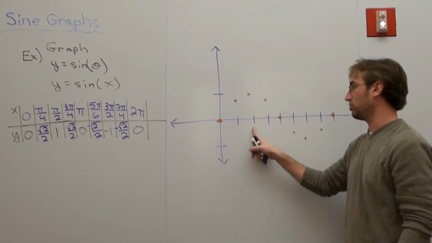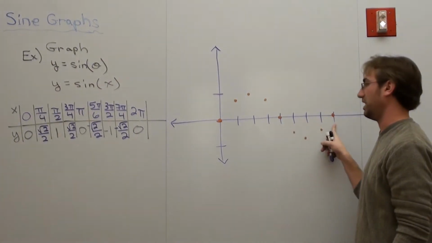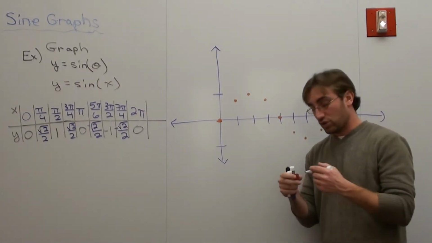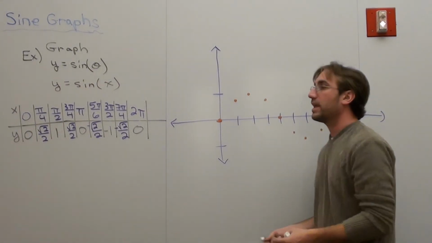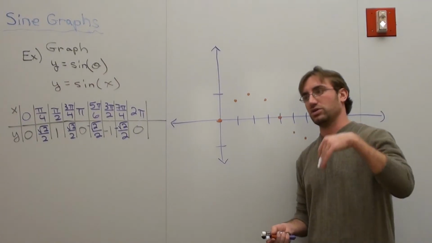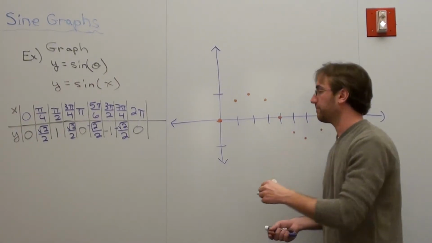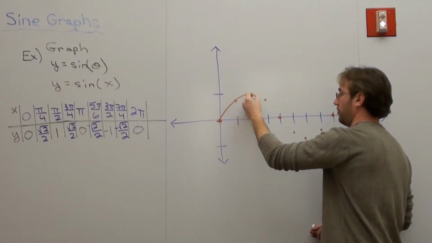Check it out. 1 pi over 4, 2, 3, 4, 5, 6, 7, 8. It ends up working out. Now what's really cool about a sine graph is it's a periodic function that goes up and down continuously. So here I go.